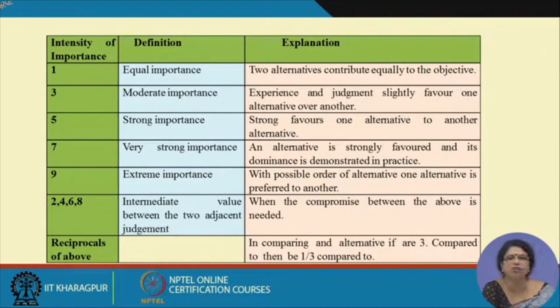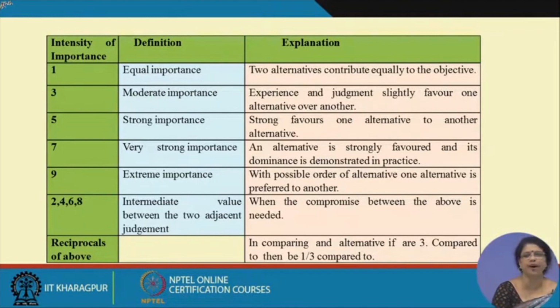If you are not very willing to say that one is strongly important than the other, then you won't give 5. If you are not even willing to say that one option is moderately important than the other, then better not to give 3. You are given another option, that is 4. You can give the value 4 for that. That way the intermediate values are given.